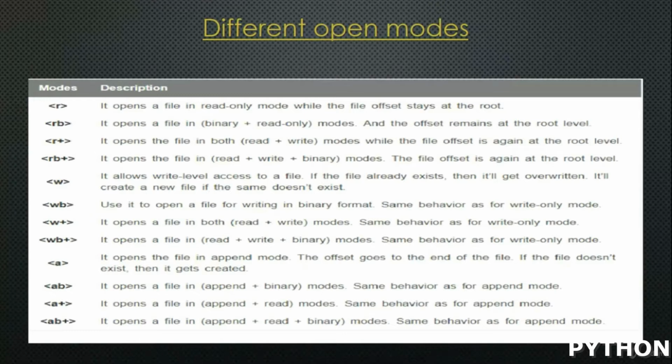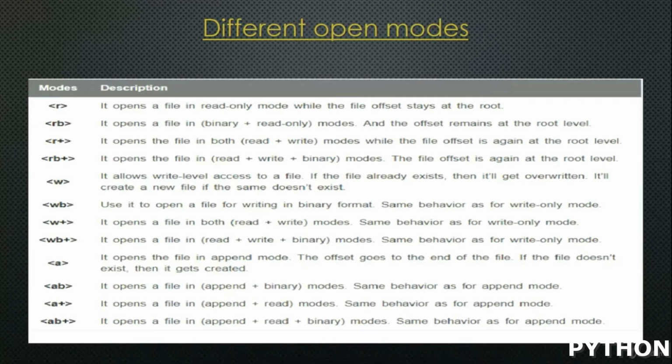Now for write mode, W. It allows write-level access to a file. If the file already exists, it will overwrite it. If it does not exist, it will create a new file. As I told you before, WB is used to open a file for writing in binary format, with the same behavior as write-only mode. W plus opens the file in both read plus write mode, same behavior as write-only mode. WB plus opens the file in read, write, and binary modes, same behavior as write-only mode.